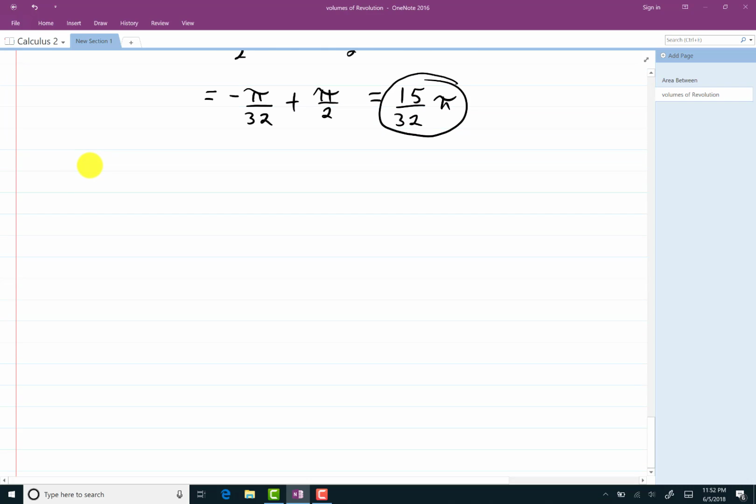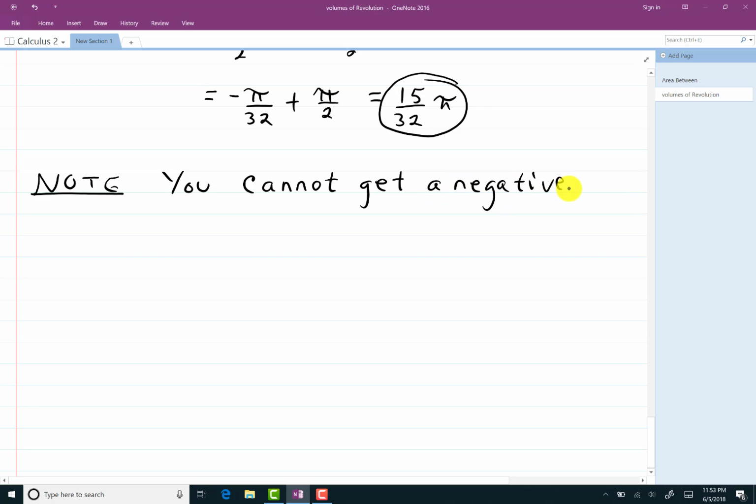As a note, you may... No, I don't think that word's good enough. Not strong enough. Doesn't say you may not. I'm telling you, you cannot get a negative answer. You're talking about volumes. Volumes can never be negative.